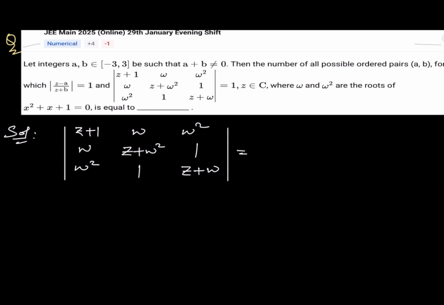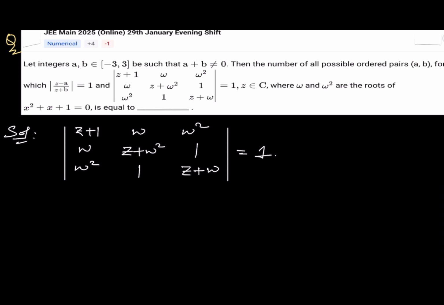Students, the question might be a bit lengthy, so have some patience. So first of all, I am taking the determinant part. The determinant of z plus 1, omega, omega square; omega, z plus omega square, 1; omega square, 1, z plus omega is equal to 1.